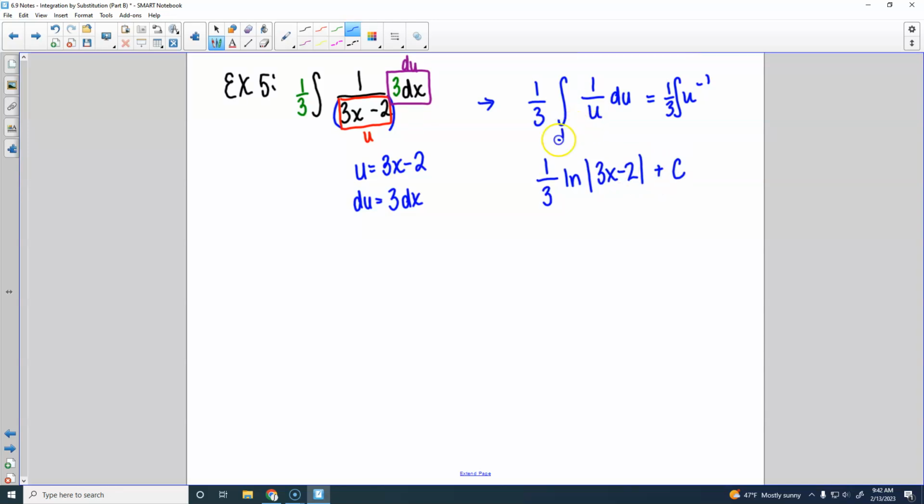I skipped a step there. You get 1/3 natural log of u, absolute value of u, plus c. I've skipped straight to plugging in the x. It's fine if you do that. Okay, questions?